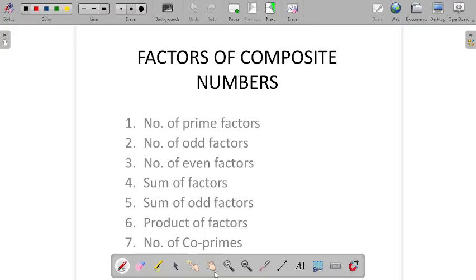Today we are going to discuss the topic factors of composite numbers. This is one of the important topics for competitive examinations. Usually we can find questions from this topic in SSC, CGL, CHSL, MTS, CPO and state PSC also. Under this topic we are going to discuss number of prime factors, odd factors and even factors, sum of these factors, product of factors and number of co-primes.